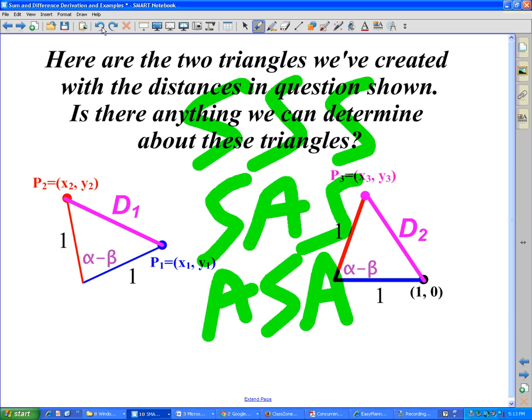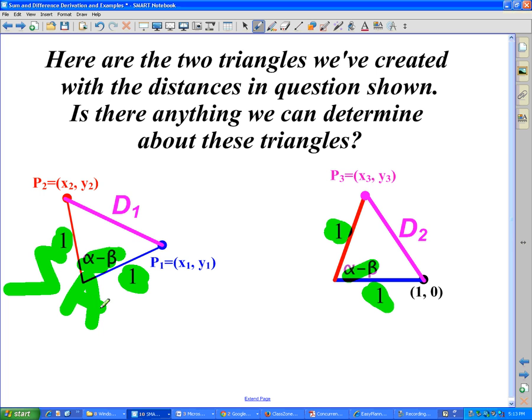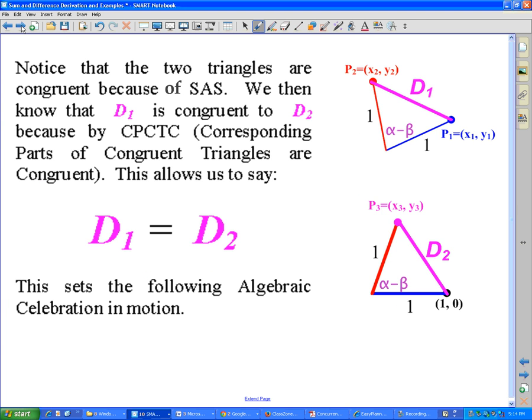And sure enough, we have one of these at our disposal right now. If you notice that these two sides are congruent to these two sides, and look, alpha minus beta is the angle between those two sides, sometimes called the included angle. We have side angle side. And so by the side angle side postulate, we can prove that these two triangles are congruent to each other, meaning identical.